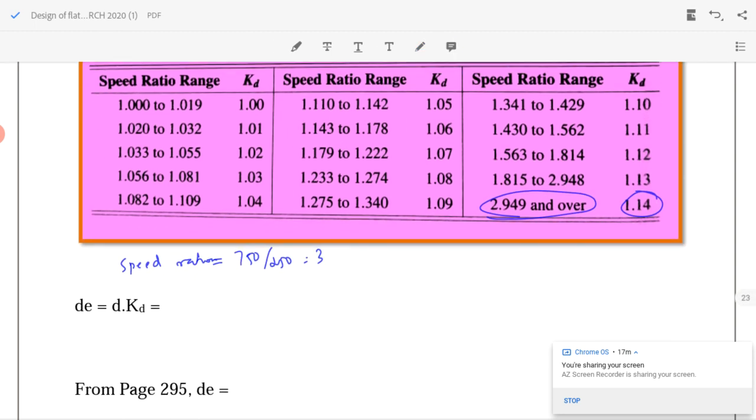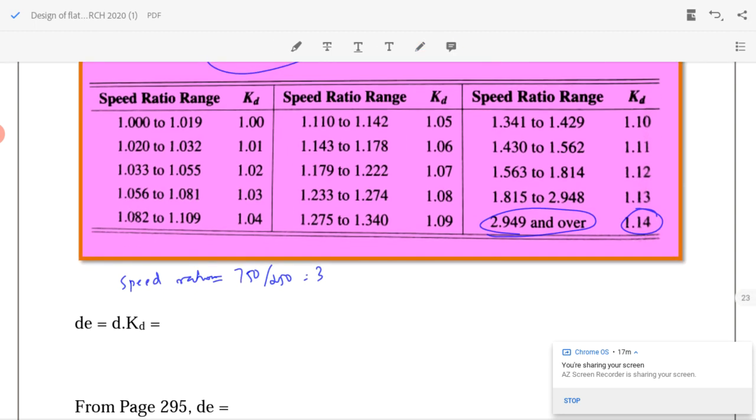So substituting that value KD equal to 1.14 in this equation, 1.14, and small d was equal to 200 mm, I will get equivalent diameter dE equal to 200 into 1.14, you get the value 228 mm.